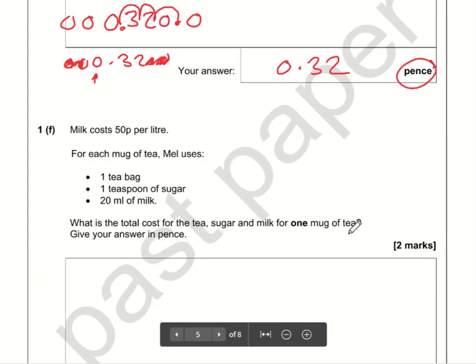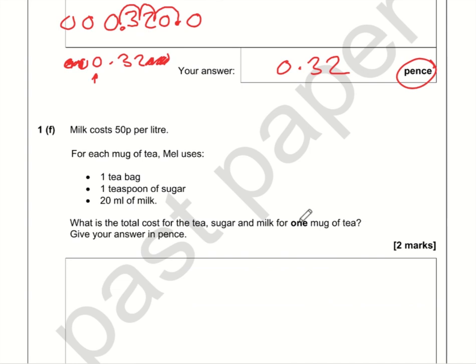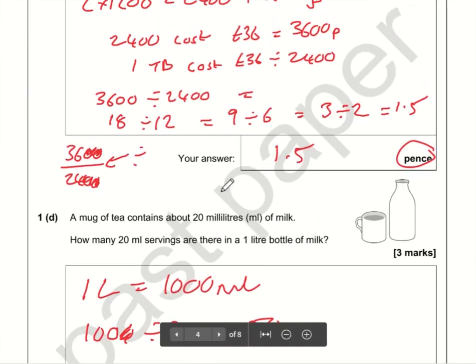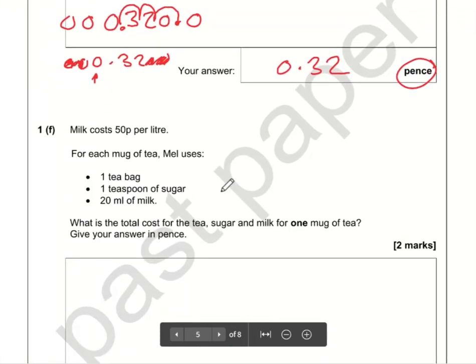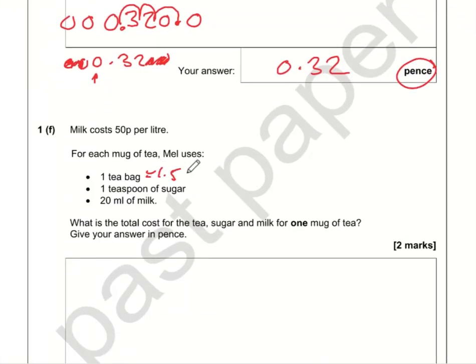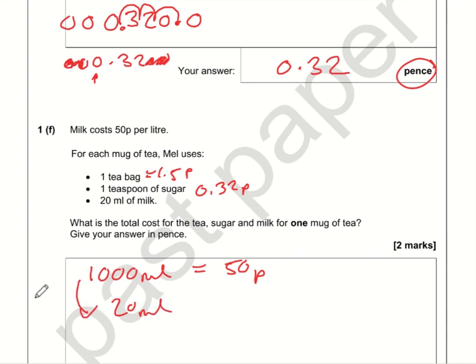Okay, so we want to work out the total cost for a mug of tea, so 1 tea bag. Now we've already worked out what 1 tea bag is, that's 1.5p. A teaspoonful of sugar is 0.32 pence, and 20 millilitres of milk. Okay, so we know that 1,000 millilitres is 50 pence, and we've got 20 millilitres, and we know from a previous question that that is 50 times less than 1,000. So what is 50p divided by 50? Well, that is 1p. So it's going to cost 1 pence for the milk.